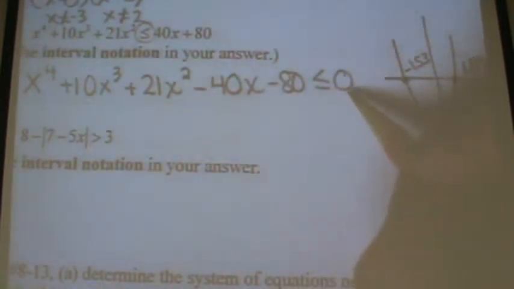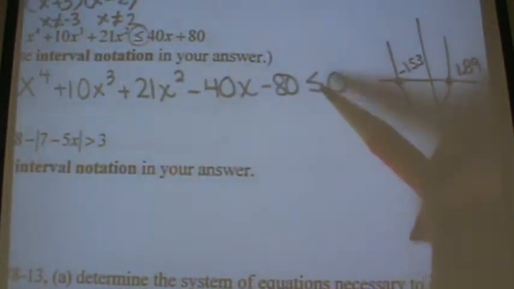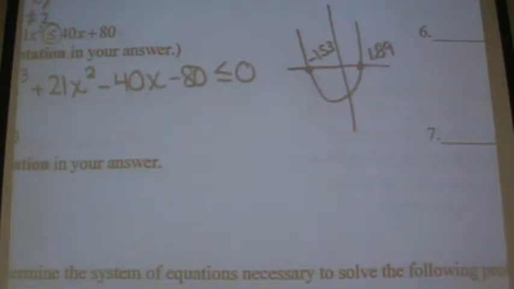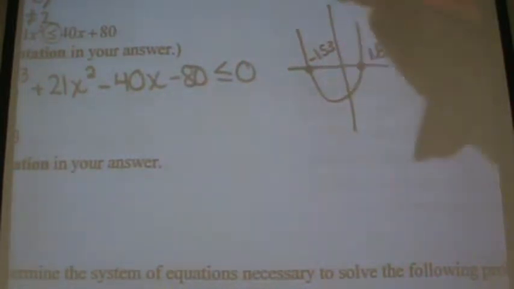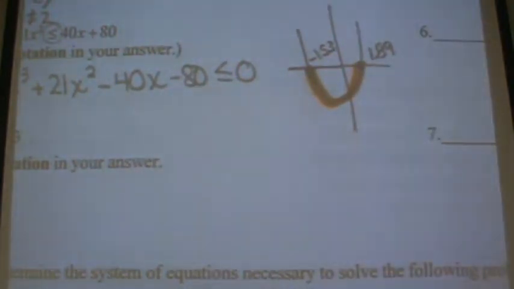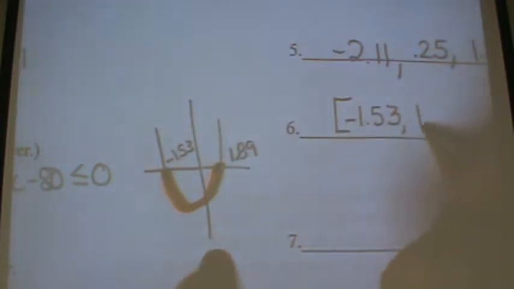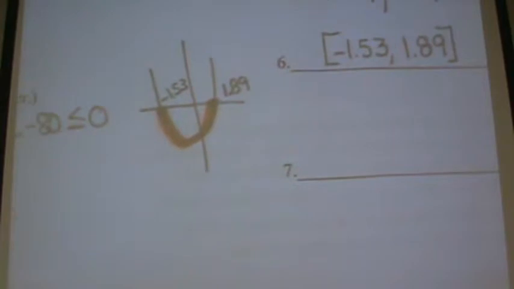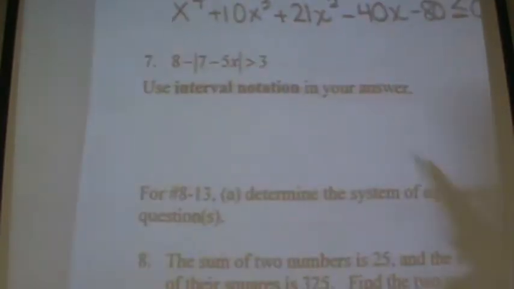where is this graph, this function, less than or equal to 0? Where's the answer? Below, right here. It's that part. Now, am I going to include those numbers? Yeah, so I'm going to use brackets. Negative 1.53, comma, 1.89, and I'm going to bracket both of those numbers because of this little bar here. It's including them. If this bar was not here, what would I have used instead of these brackets? Parentheses. Correct.